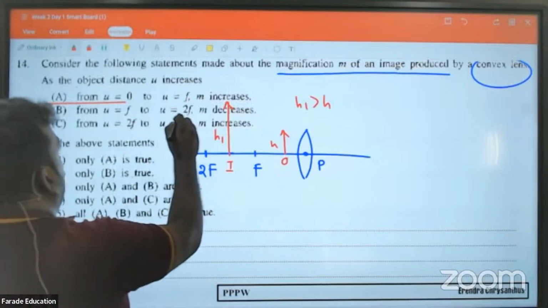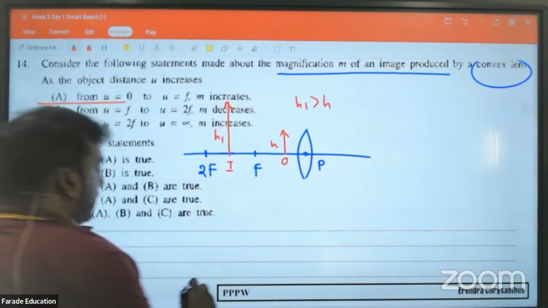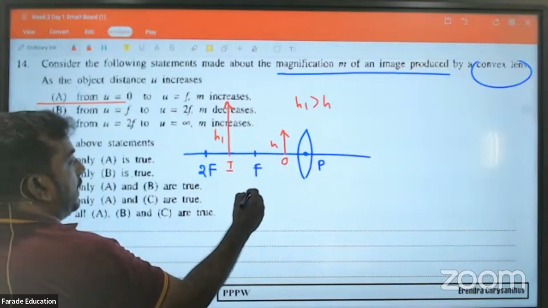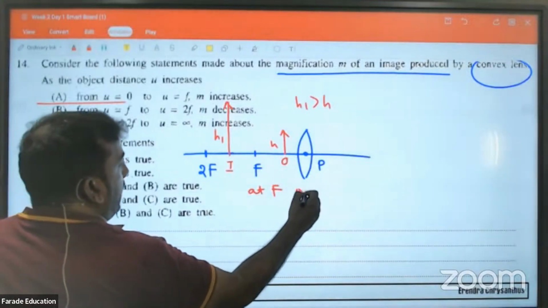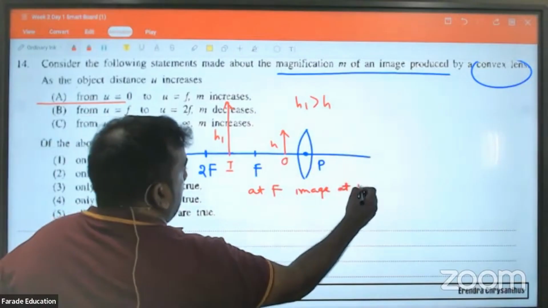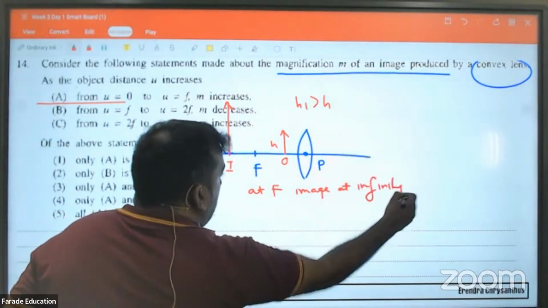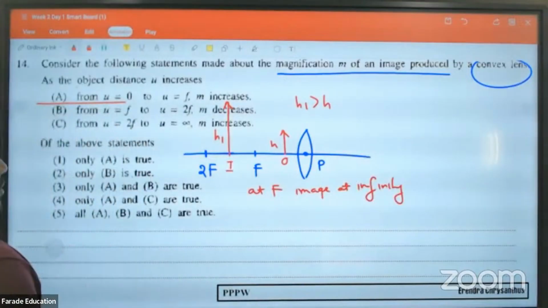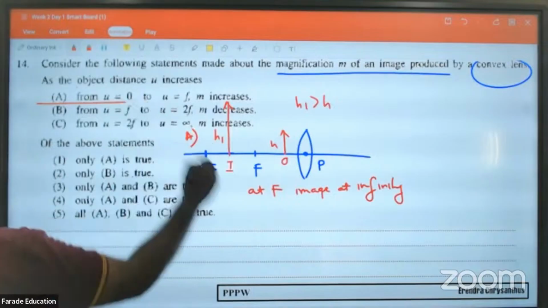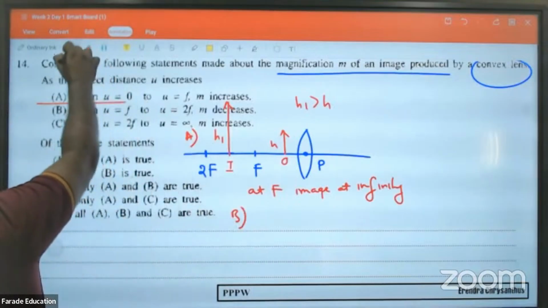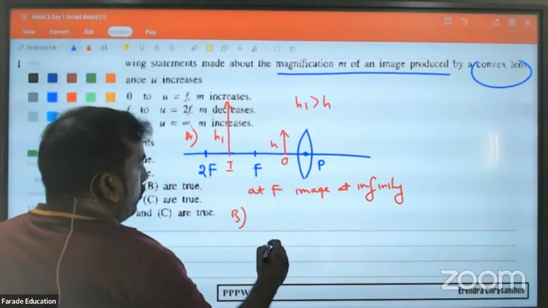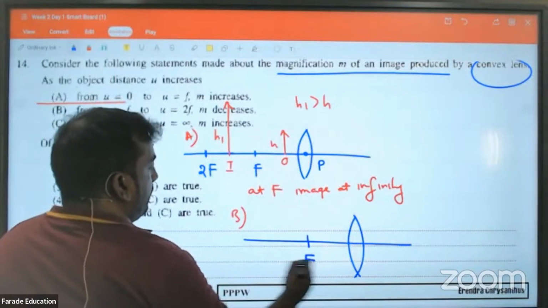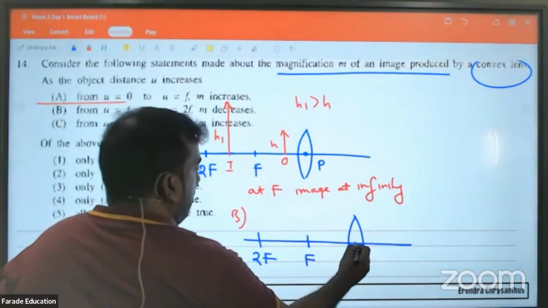Next one: u from F to 2F, magnification reduces. What will happen if I keep the object at F? At F, the image is at infinity, meaning virtual but a very big image. Now comes the second one. Look at this carefully. Here is F, here 2F, here the optical center.